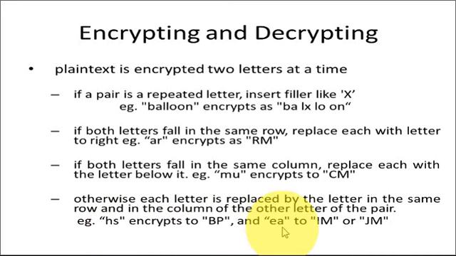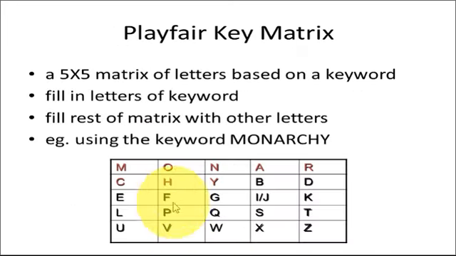Likewise E and A. E and A occur in different rows and different columns. For E, the intersection is I or J, so we can replace E with I or J. And A is replaced by M.